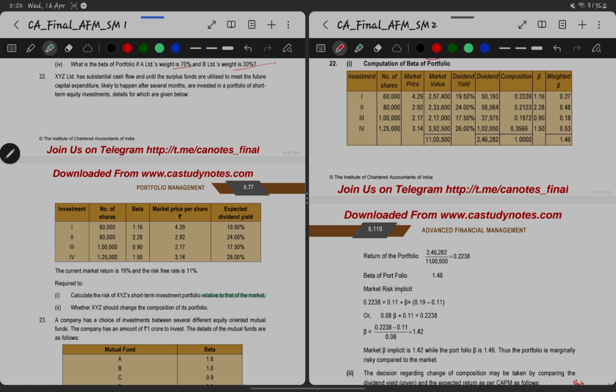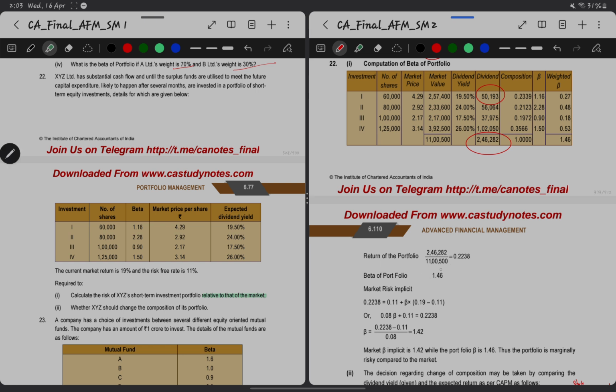Now the portfolio's total dividend is 2,46,000 and the individual dividends are given here. So the weight of individual dividends towards the portfolio is given here. This composition we can take for the portfolio beta itself. Multiplying with this composition, we'll get the beta of the portfolio. So they have also done the same thing. They have also calculated the return of the portfolio.